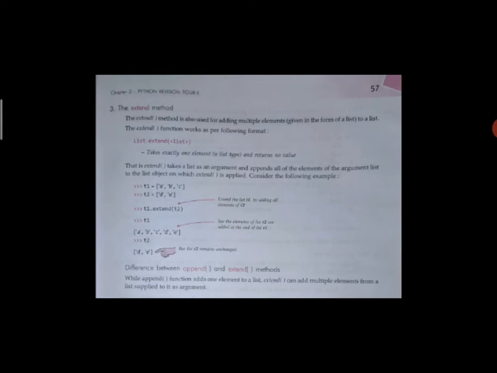So if you search t1, the result is a b c d e. But if you search t2, it is always de. Here is one line mentioning the difference between the append function and the extend function: append only adds one element, but extend means you store a number of items from another list in the particular list.